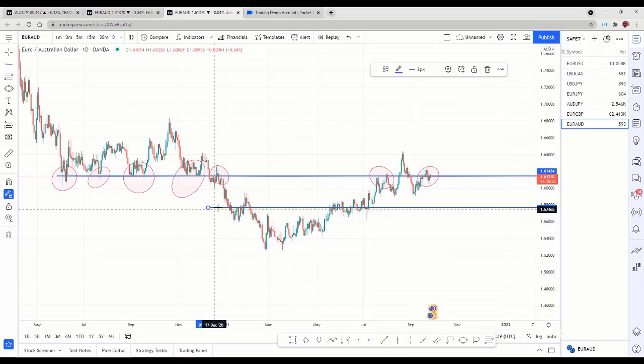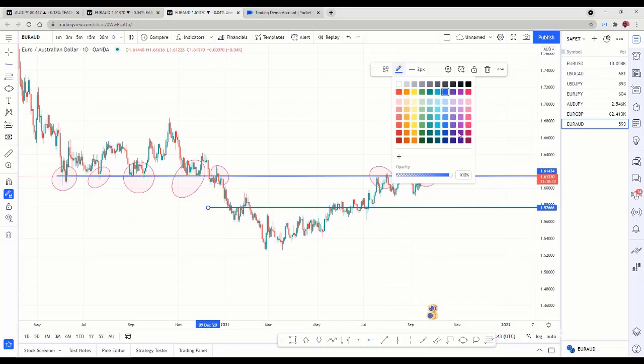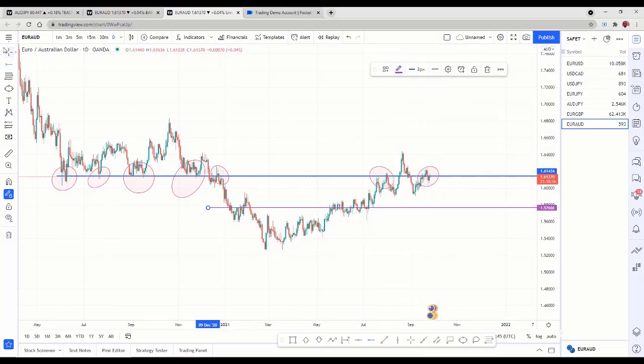Now, if you look at this second line that I drew, we mark it purple. You see that it broke through. Nothing serious is just happening around it. It's just breaking it. It touched it multiple times, yes, but it is not what we are looking for. They are not obvious levels.